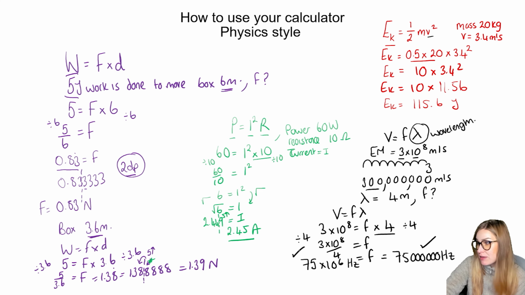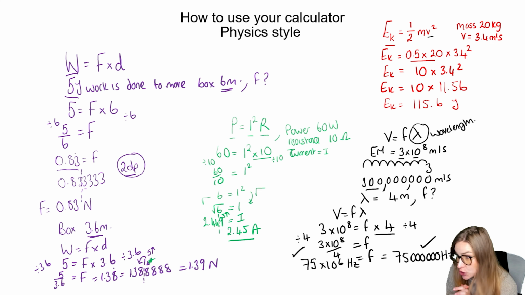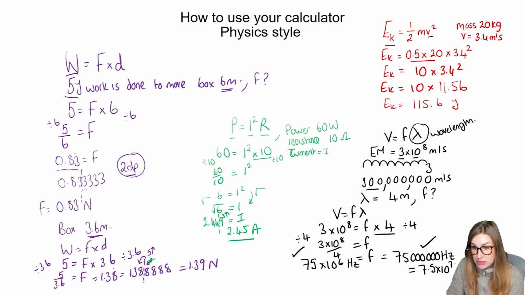Some of you studying maths might think, oh my goodness, you can't write that. That's not standard form. It's supposed to be 7.5 times 10 to the power of 7 hertz. That is also fine. If you really want to do that, like I just said, that's also fine. You could write 7.5 times 10 to the power of 7 hertz if you want. They're all the same number. However, why bother when in physics this is completely fine?